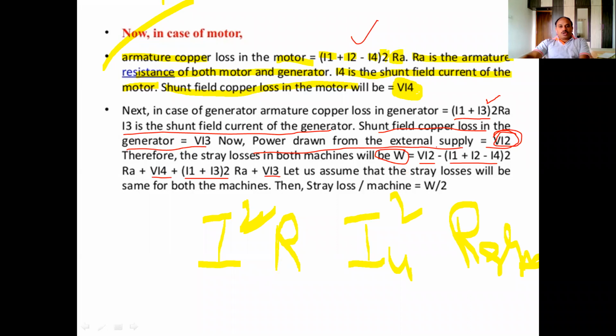So that means total input power minus total copper losses gives the stray load losses. Let us assume that the stray losses will be the same for both machines. So these stray losses are the losses in both machines. We assume both are equal. Therefore, stray losses per machine is W by 2. This W is the total stray losses in two machines. W by 2 means stray losses per one machine.